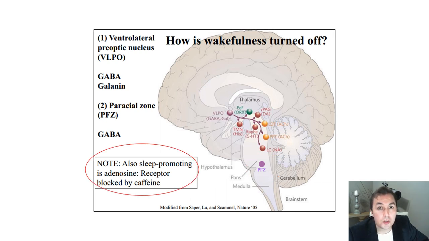And finally, I should say this, that there's also another sleep-promoting chemical called adenosine. And the reason this is relevant to medicine and most of us here on this webinar is that for those who drink coffee, the adenosine receptor is blocked by the action of caffeine. So one thought about why caffeine is so strongly wake-promoting is that there's a blocking of the somnogenic effects of this neurochemical adenosine.